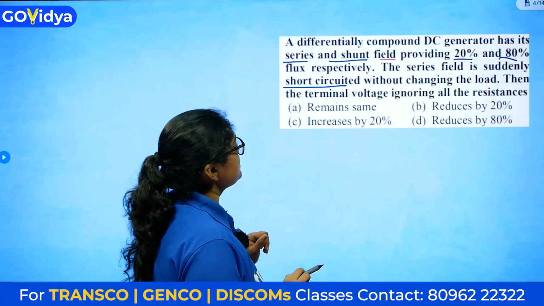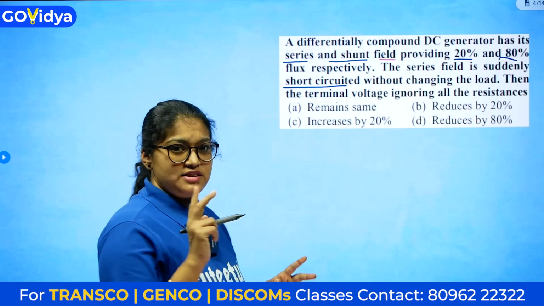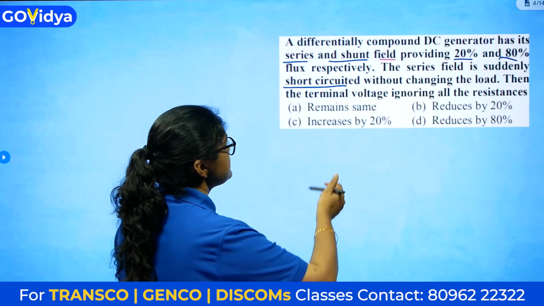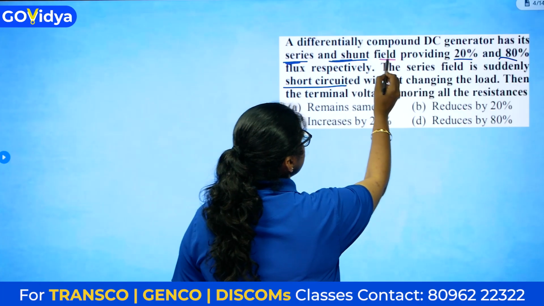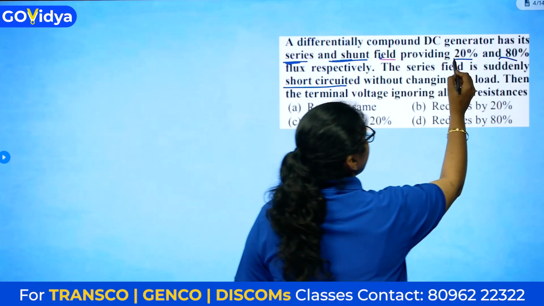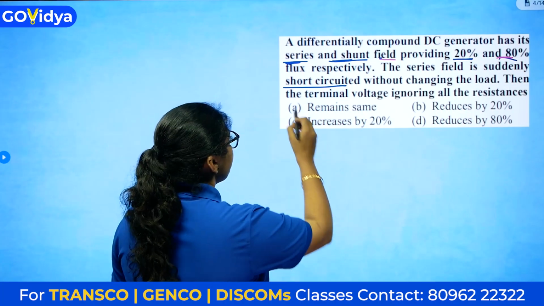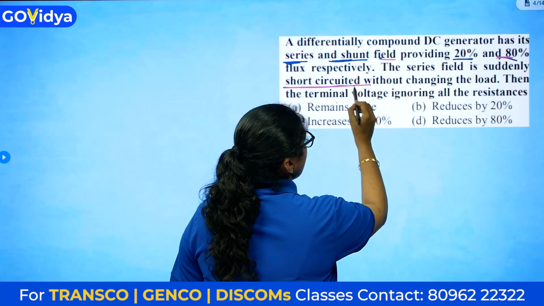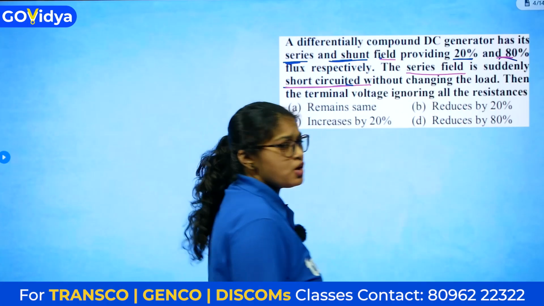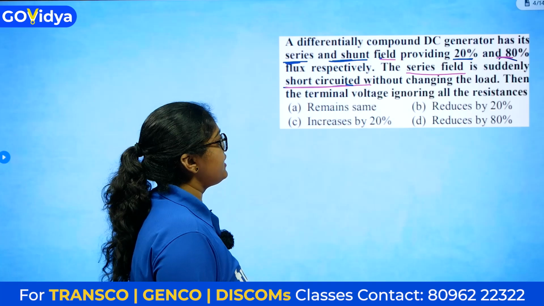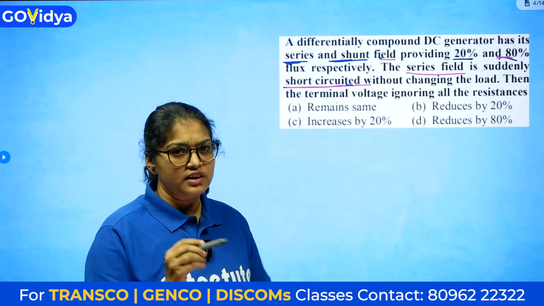So this is very simple. Let's consider two cases. In the first case, they have given the series and the shunt field, that is 20 and 80. In case 2, they are saying that suddenly the series field has been short circuited. Then we have to find the difference between case 1 and case 2.